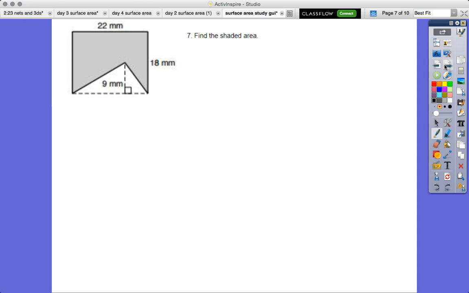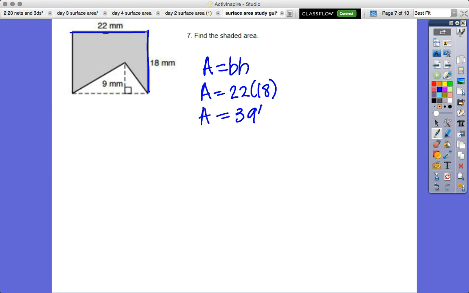Number 7, we're finding the area of the shaded part. So the first thing I'm going to do is find the area of the whole square, so the entire thing. So area equals base times height. My base is 22 and my height is 18. 22 times 18 gives me 396.